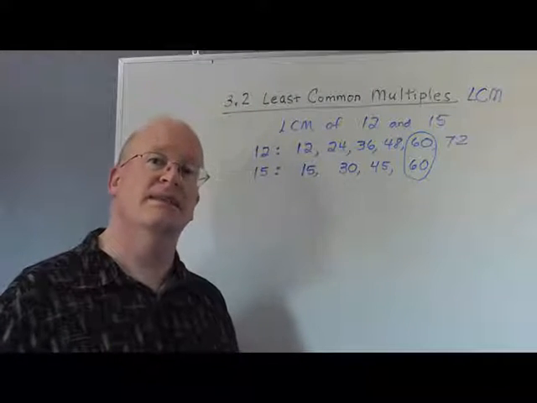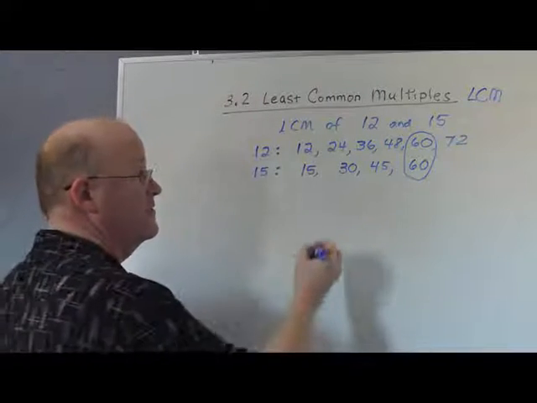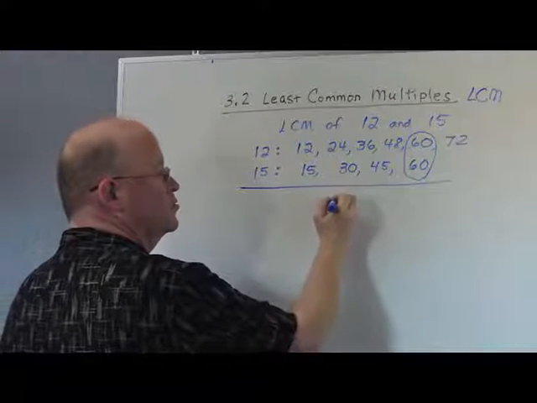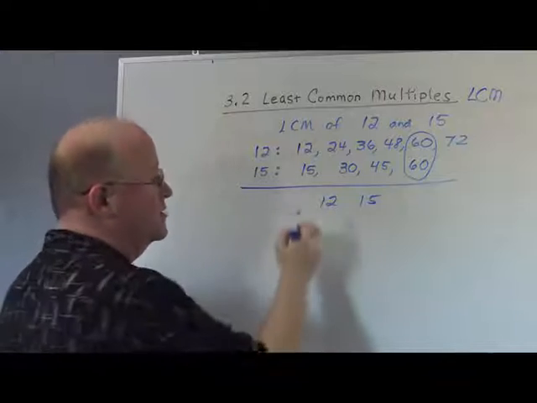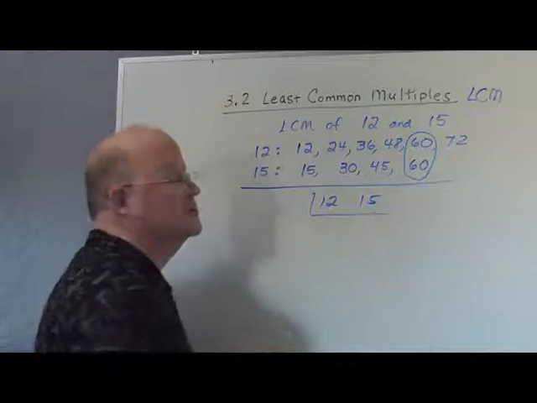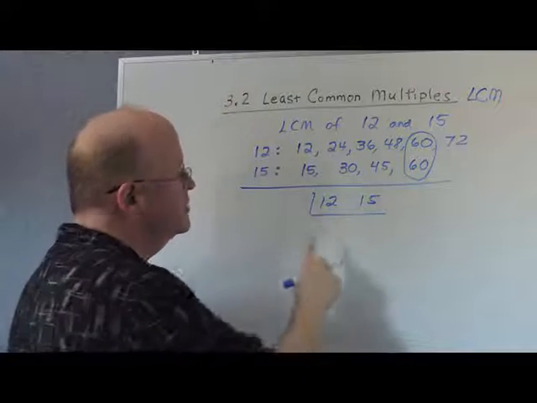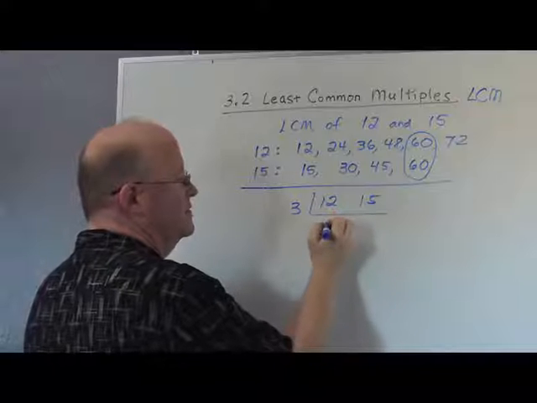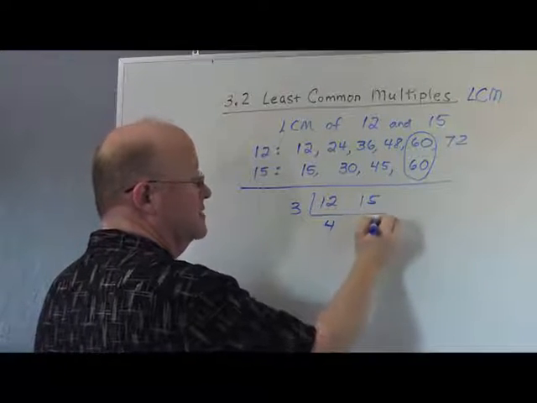Now, a second method for finding the least common multiple is to divide out prime factors. So what we can do is write the numbers 12 and 15 side by side, and ask what prime number goes into each of them. We're never going to divide by 1, and we notice that 3 goes into each of these. 3 goes into 12 4 times, 3 goes into 15 5 times.